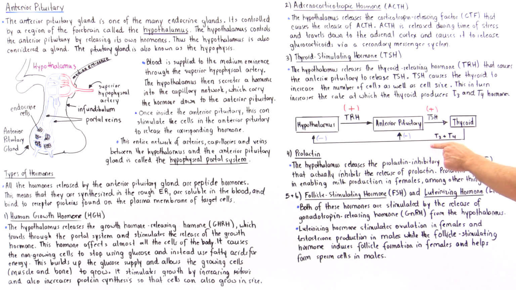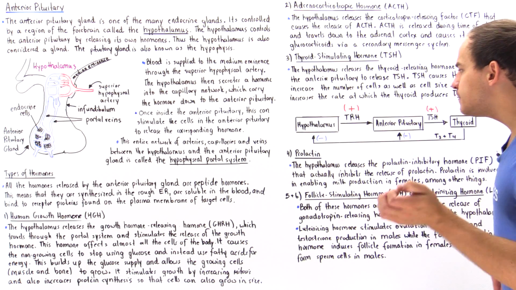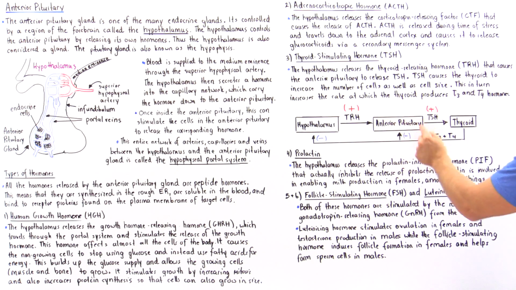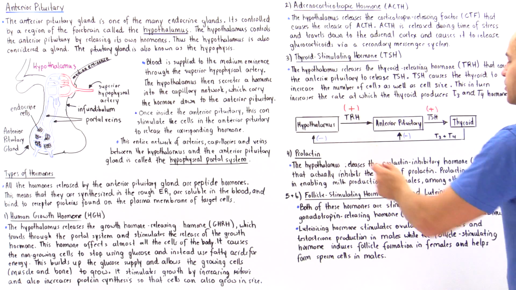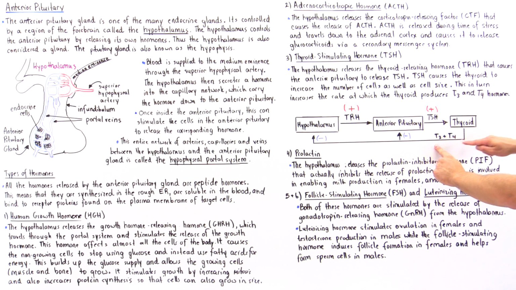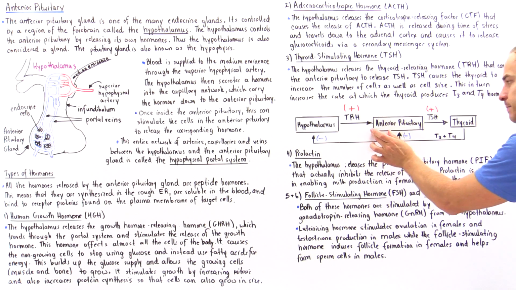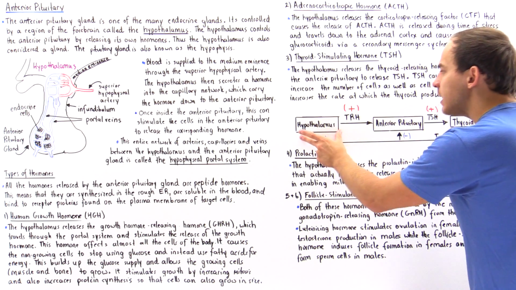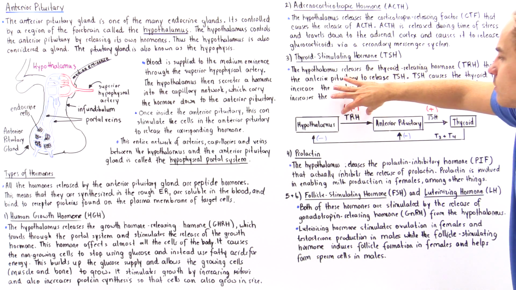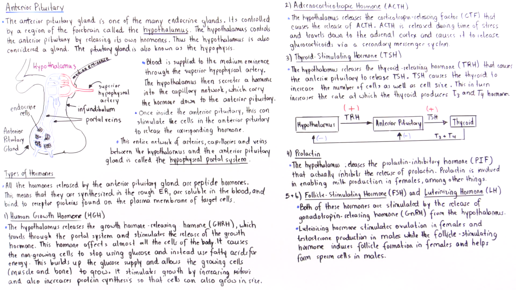But T3 and T4, as this builds up in its concentration, it creates a negative feedback loop in terms of the anterior pituitary and the hypothalamus. So the buildup in this causes our anterior pituitary and the hypothalamus to stop producing our TRH and the TSH.